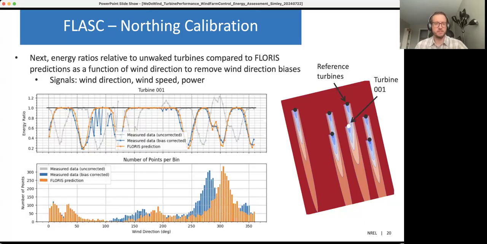So on this top plot, you can see from our measured data, we see these peaks and troughs where the turbine is operating in free stream conditions or where it's waked. And then we compare that energy ratio as a function of wind direction to the predicted energy ratios using the FLORIS modeling tool. And then we can see if there's an offset between them. So in this case, the uncorrected energy ratios from SCADA are kind of a shifted version of the FLORIS predictions.